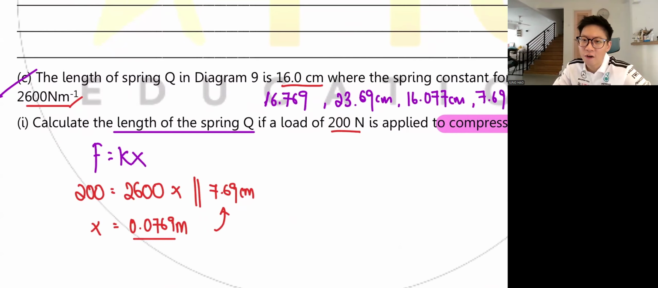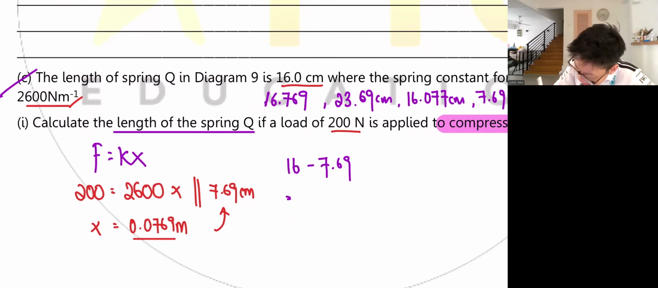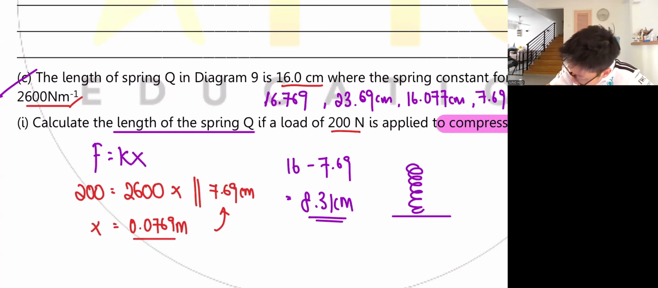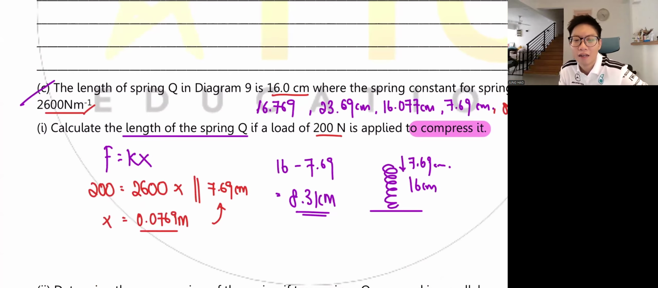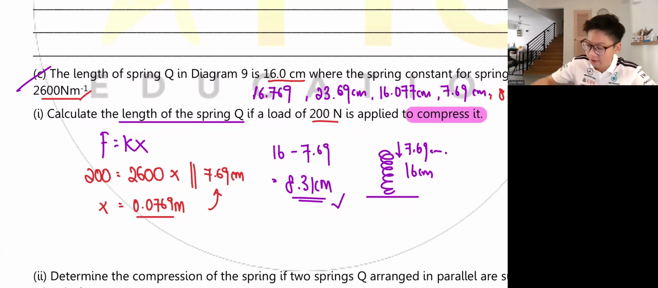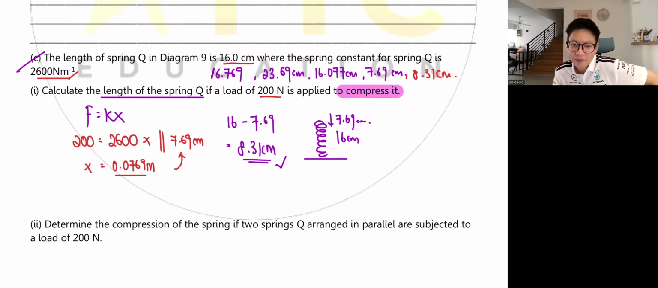Okay, now, so therefore, the answer here is you have to take 16 cm instead of you minus the 7.69. So the remainder, okay? Initially, your spring is 16. You press 7.69 cm. So you are left with 8.31 cm. Okay, can? Alright, so this is correct. Okay, can?